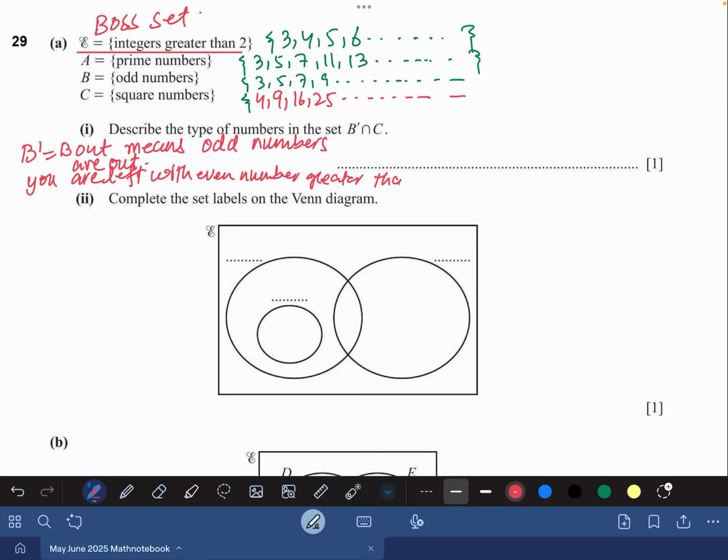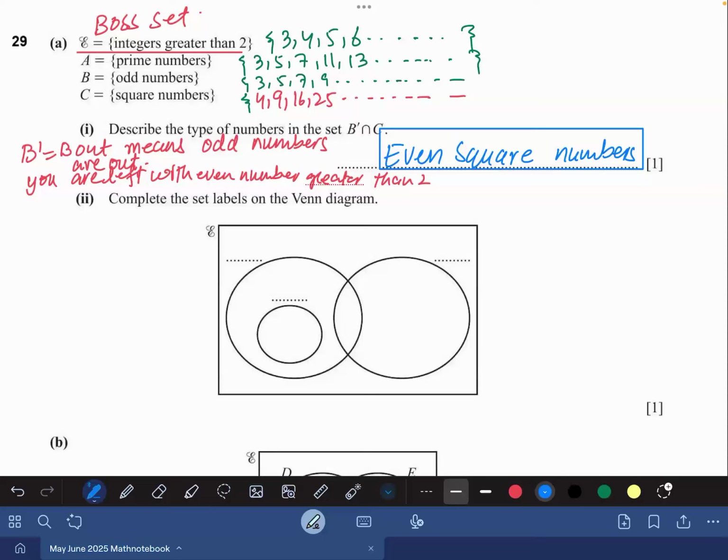Agree? Yes sir. Okay. Intersection C. So intersection C would be square numbers, even square numbers. Agree? So you will be left with even square numbers, because odd numbers are out. Agree? जी सर.